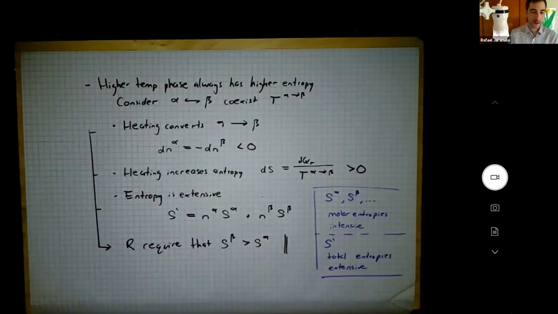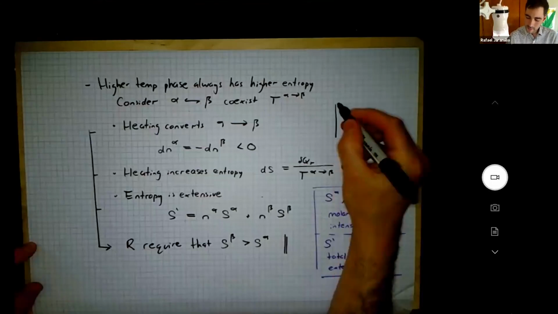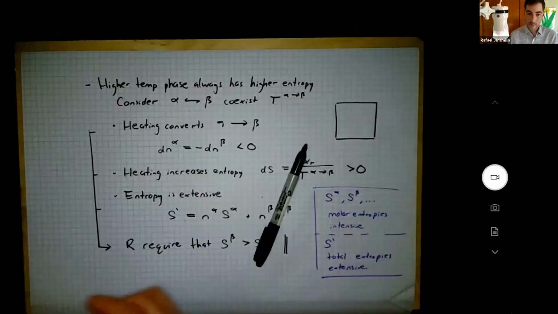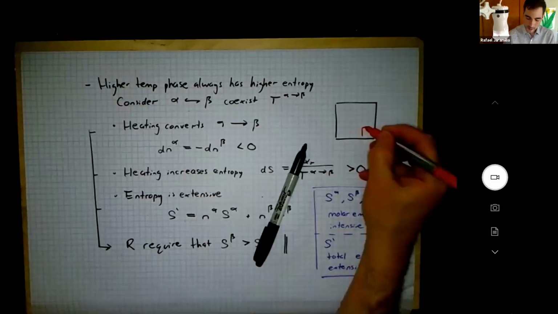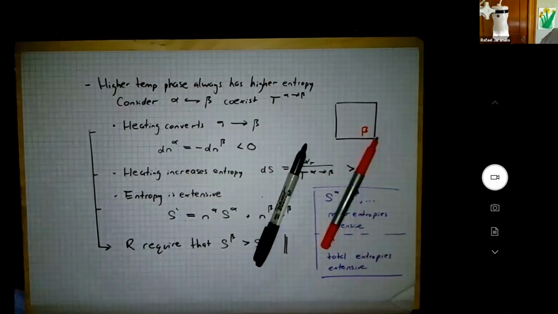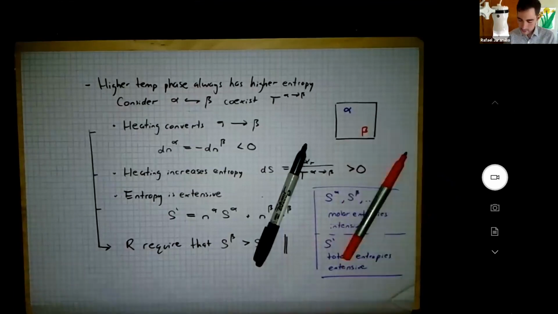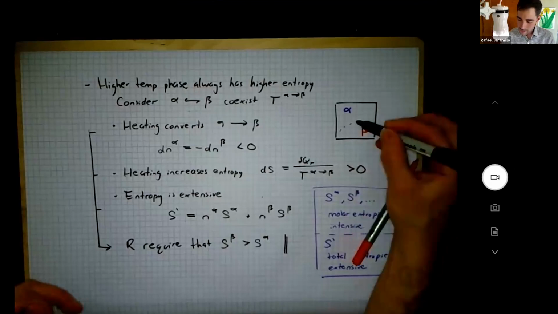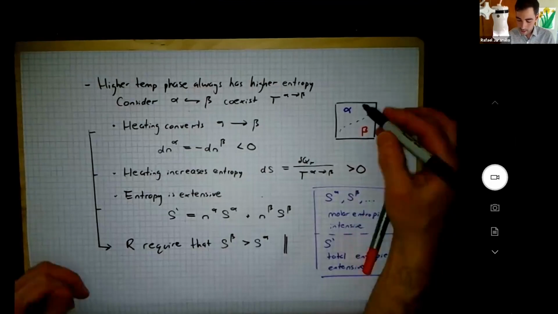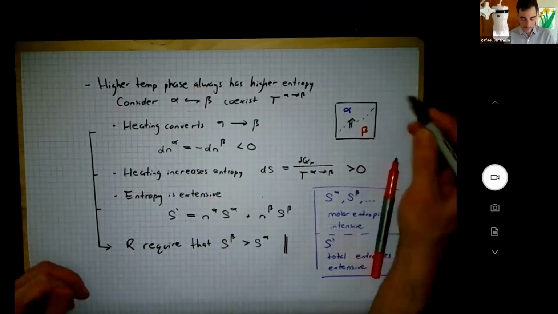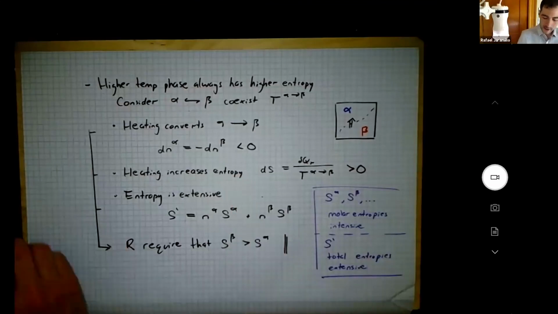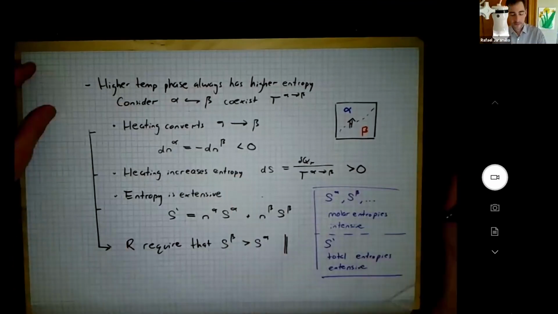And what does this actually mean? I have a two-phase system. Beta is a high temperature phase. Let's use a nice blue for the low temperature phase. And I have a phase boundary between them. The phase boundary is moving. The phase boundary is on the move. The beta phase is expanding at the expense of the alpha phase. So entropy is increasing.